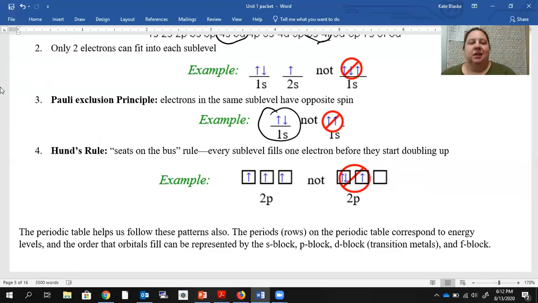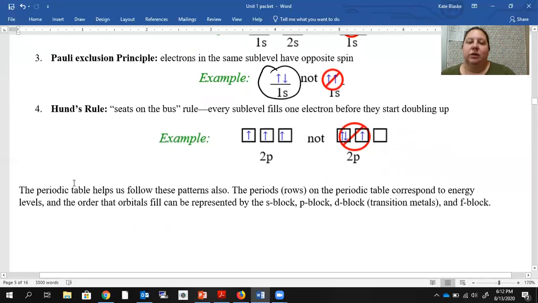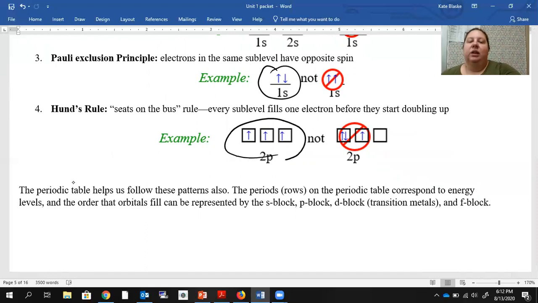And the last rule is Hund's rule. I call this the seats on the bus rule. Every electron is going to fill up an orbital first before they start doubling up. Just like when you're on the bus, everybody wants their own seat before people have to start sitting with somebody they don't know. So for example, if I have 3 electrons in a 2p sublevel, they're each going to spread out 1 in each orbital before they have to start doubling up. They're not going to double up first and then start to go into the next orbital. They're going to spread out first.